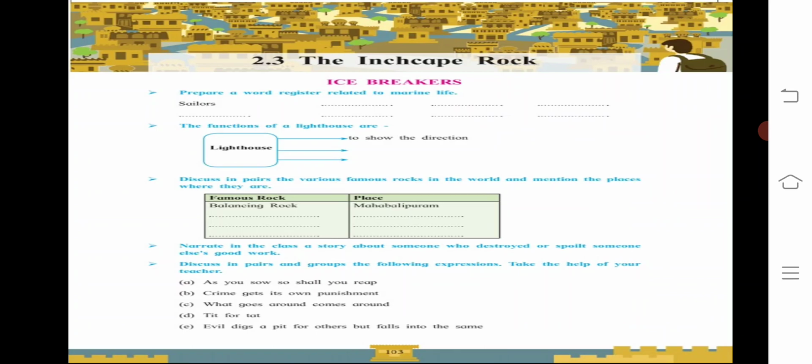We have to go for the next activity, where the demand of this activity is the narration by you of such a kind of story where someone destroyed or spoiled someone else's good work. So you have to share such a kind of story. The last ultimate icebreaker activity is that you have to discuss the following expressions.